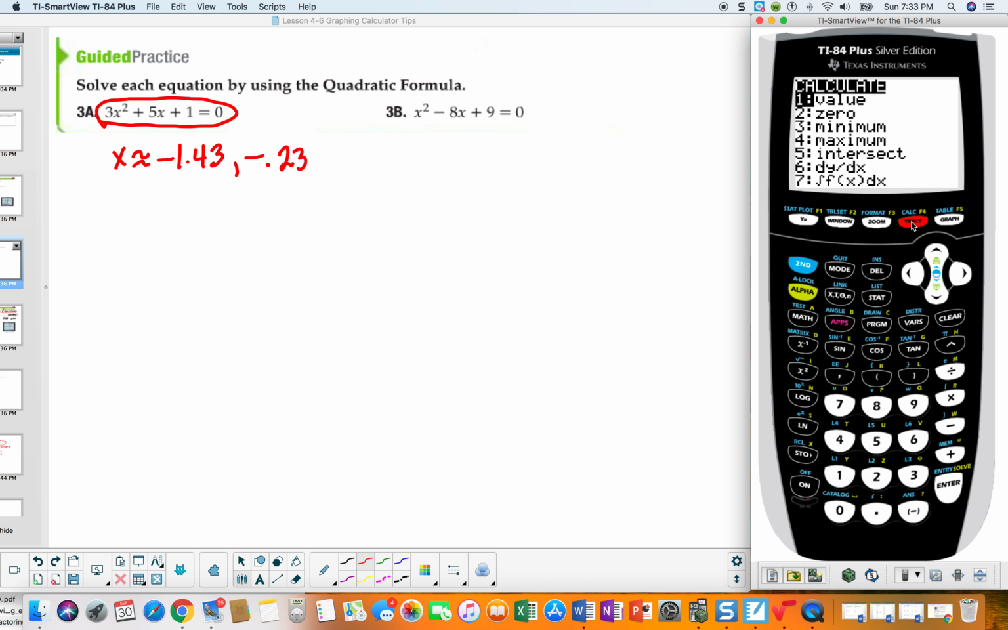Second calc. I'm going to find 0. I'm going to go to the left-hand side of the 0, those are x's that are less than that x value. Enter. Go to the right-hand side, which are x's that are greater than that 0. I'm going to go back, enter, and I'm going to get -0.23 if I round it to the hundredths place.